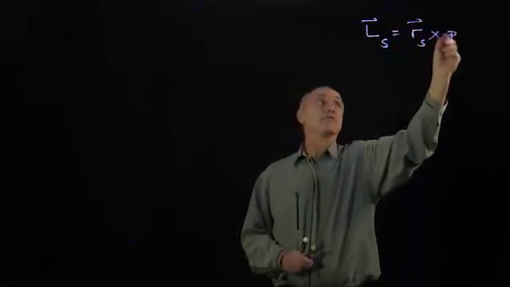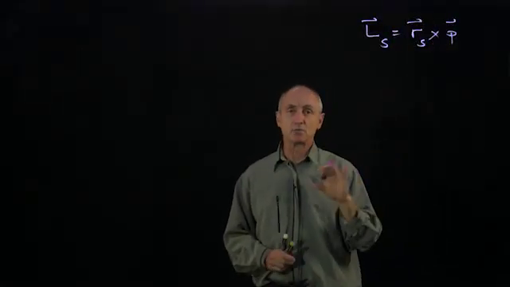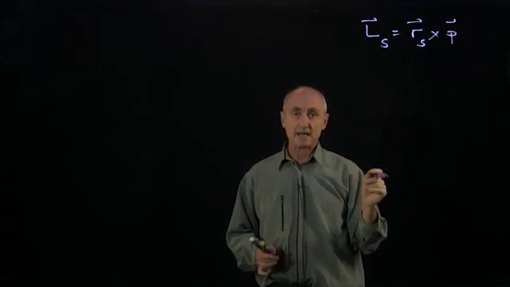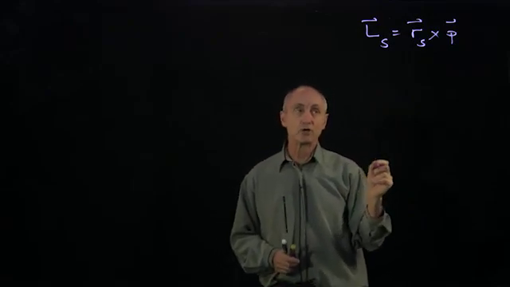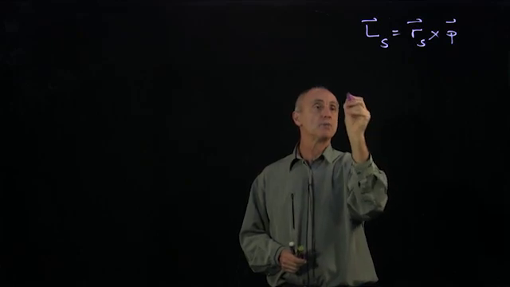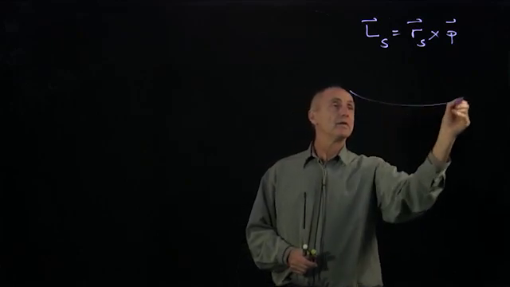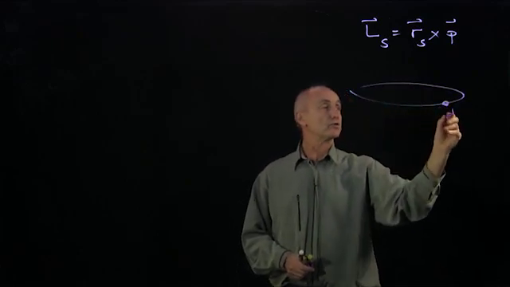When we've been calculating angular momentum about a point, recall our definition of angular momentum, we've been looking at cases where the particle is moving linearly. Now let's look at a case where the particle is undergoing circular motion. So suppose we have a particle of mass m that's undergoing circular motion.